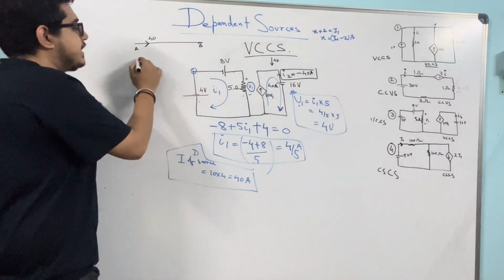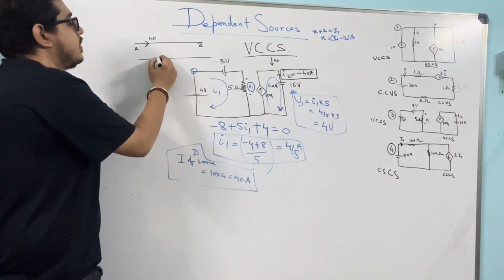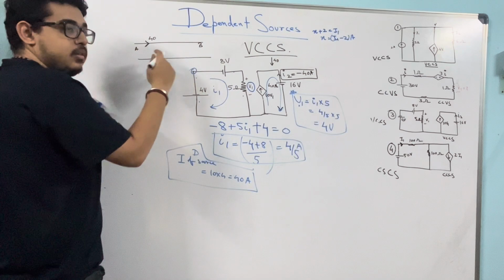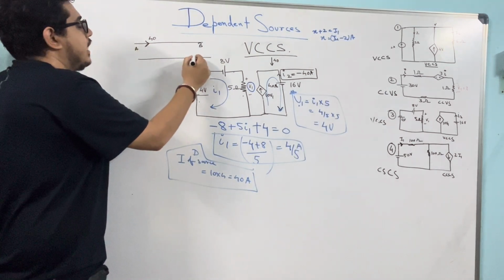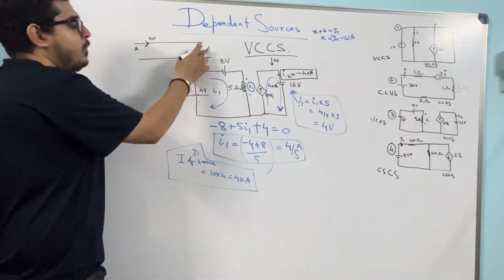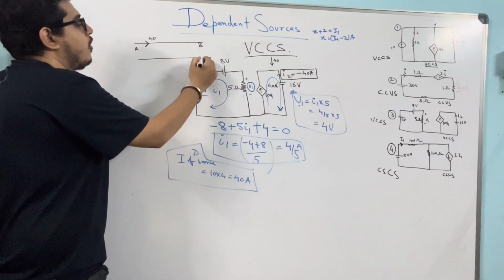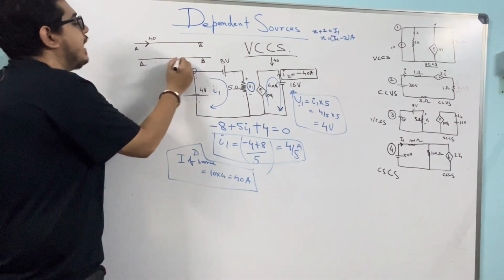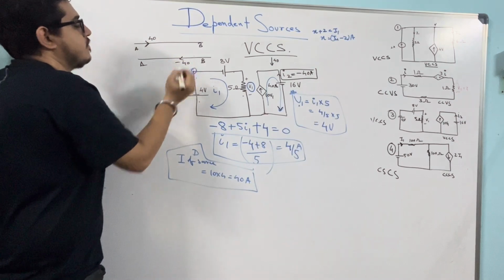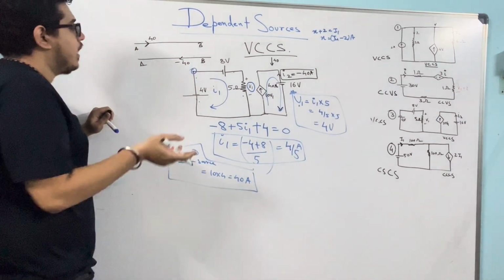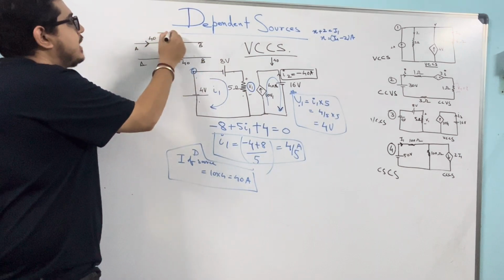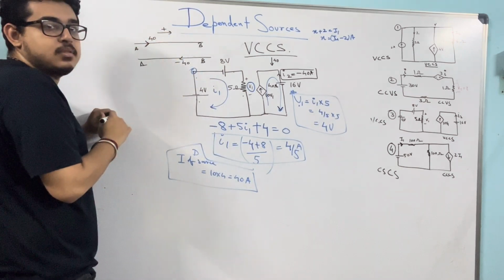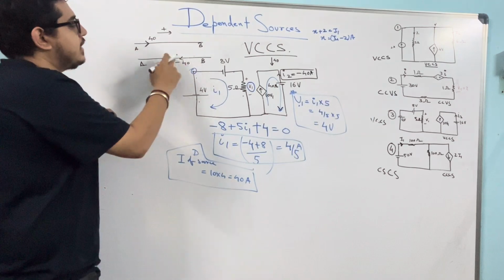Okay, I can say the same thing, that it is the same as 40 ampere if it is flowing from A to B. So if I say from B to A minus 40 is flowing, it is the same thing. Suppose I say from A to B 40 ampere is going, so this direction I took as plus.